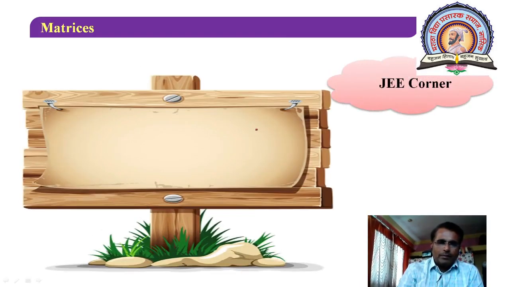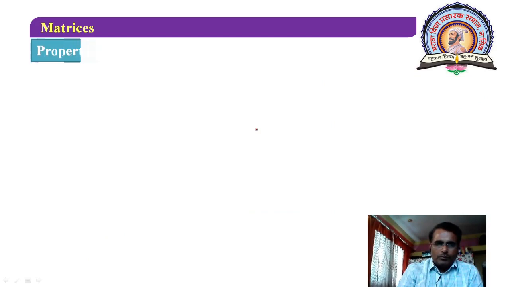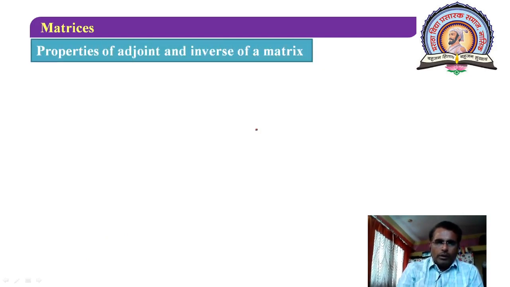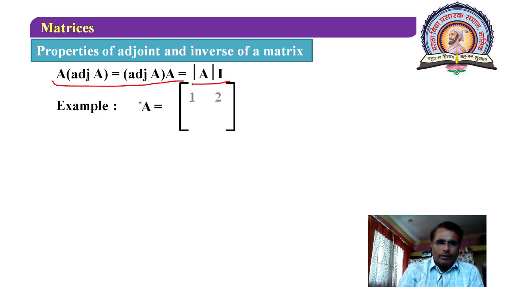Now the next concept expected for JEE is properties of adjoint matrix. Here we are also going to consider properties of inverse matrices. A into adjoint of A is equal to adjoint A into A, and that is equal to determinant A into I. This is already verified by us in the last lecture. Okay. Then with an example you get it clear again.